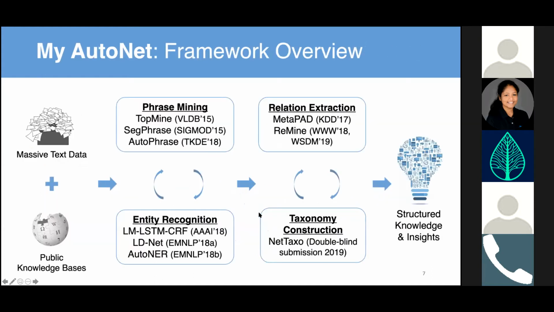So in this AutoNet framework, as Ted mentioned, there must be a few components. Yes, we have 4 components here. This is slightly different from the NLP-based method. We are working on massive text data as an input instead of looking at a single document or single sentence. We aim to extract structured knowledge and insights from this raw text in an automatic way. There are 4 major components here: phrase mining, entity recognition, relation extraction, and taxonomy construction.